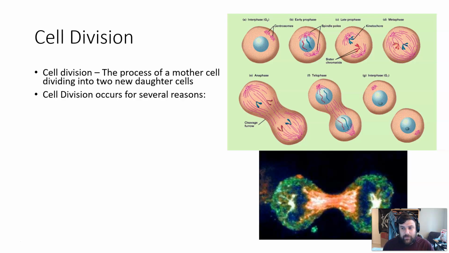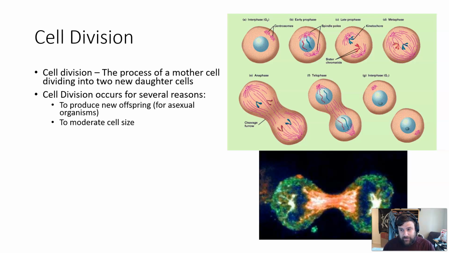And once again, cell division occurs for several reasons. Number 1, to produce new offspring. The term for this is asexual. Asexual organisms and asexual reproduction means that it doesn't need a partner to reproduce. And there are several different ways of this. It just allows it to divide and make new organisms.